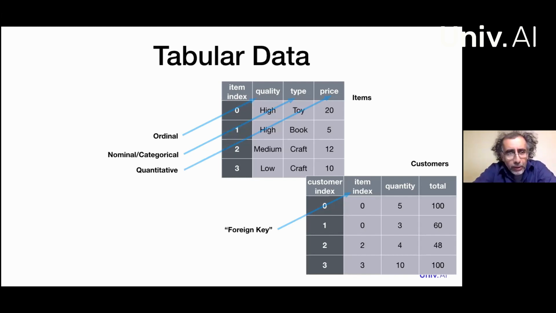And when you are dealing with data in general and tabular data specifically, you want to handle all of these 3. The fourth really important piece of data, which you can see in this customers table over here, is something called a foreign key. And a foreign key is basically an index into another sheet of your data.